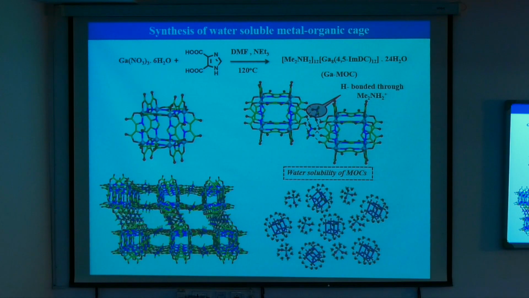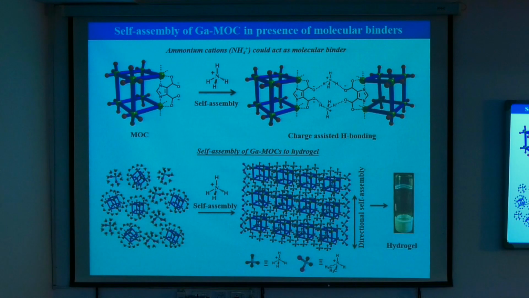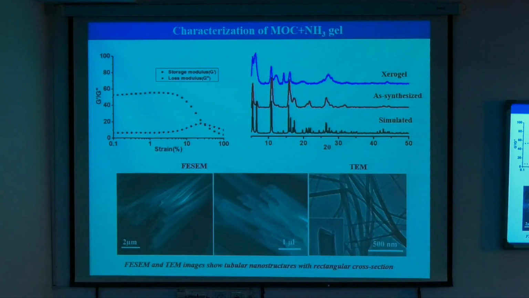Then if you take ammonia, which has the oxygen group, through hydrogen bonding it has the capability to form the gel. So we added some amount of the ammonia, and you can see there is the formation of the gel, and this is the beautiful tube-like morphology it forms.